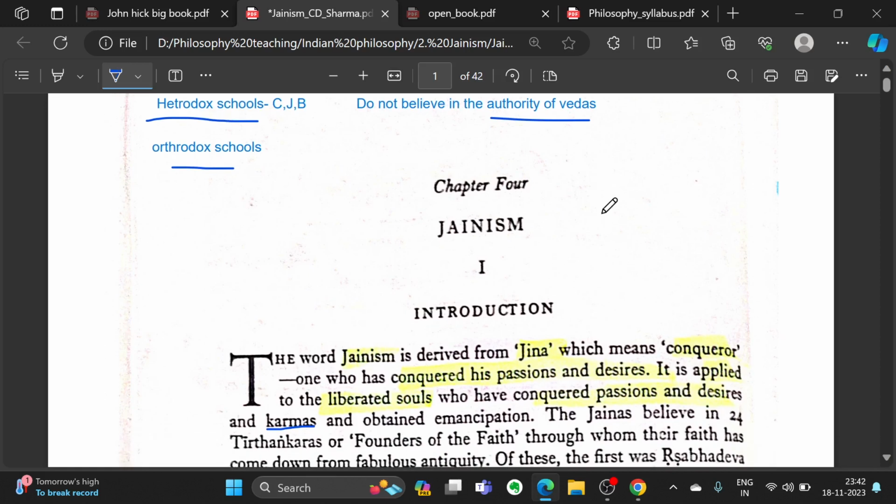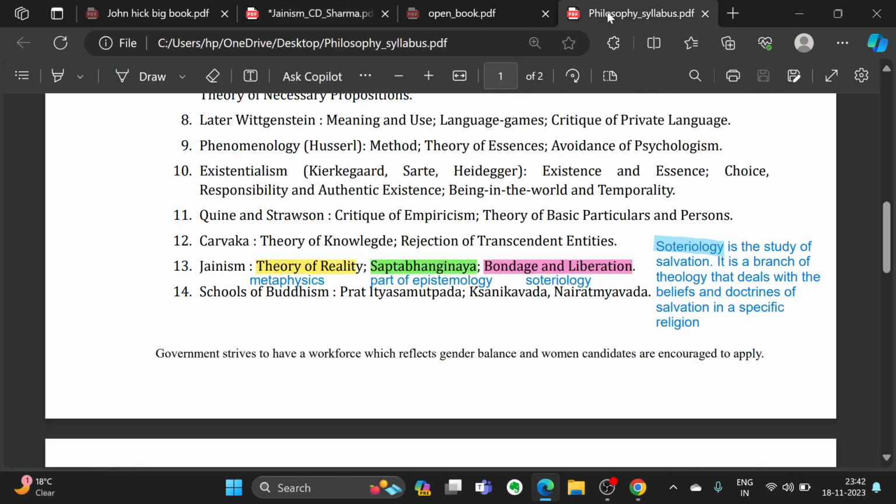Okay, before starting this chapter, let's first look at the syllabus so that we can constrain ourselves to the syllabus only and not delve into anything other than these topics. As you will see in this syllabus, there are three subheadings. Theory of reality, which means we will have to deal with the metaphysics of the Jainism school.